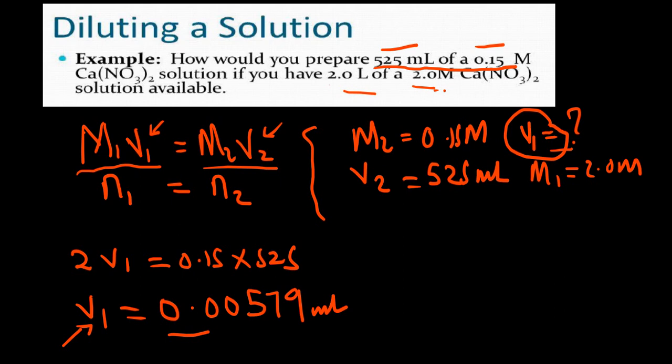Let me do the multiplication again. Why am I finding that number? It's not possible here. So let me do the calculation again. I have 0.15 multiplied by 525, and then I divide by 2. The calculator gave me a wrong answer, so this one is not correct. So first of all, 2V1 equals 0.15 multiplied by 525. When I multiply, I'm going to get 78.